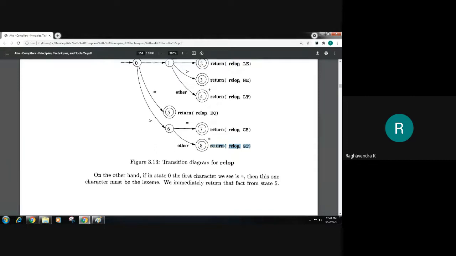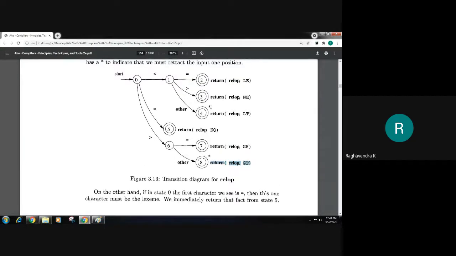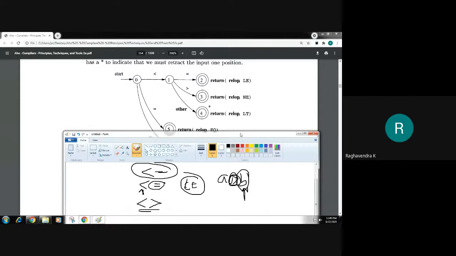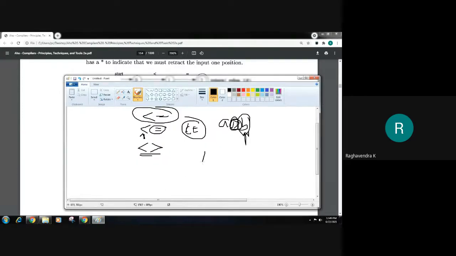Now those states marked with a star mean that we need to retract our forward pointer by 1. As I mentioned earlier, lexeme begin will be pointing to this one and forward would be pointing to this one. As soon as forward sees b, we know that it's not a part of the relational operator, so we have to return the lexeme.